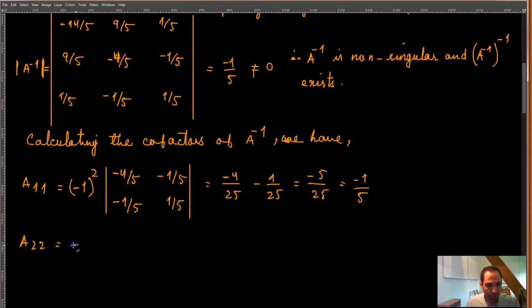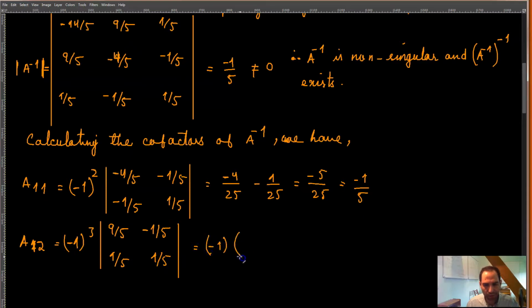Now A of 2/2 is equal to negative 1. A of 1/2 is the same thing as negative 1 raised to the third power times the determinant, delete this row, delete this column, 9/5, negative 1/5, 1/5 and 1/5, which is the same thing as negative 1 times 9/25 plus 1/25, which is the same thing as negative 1 times 10/25, which is 2/5.